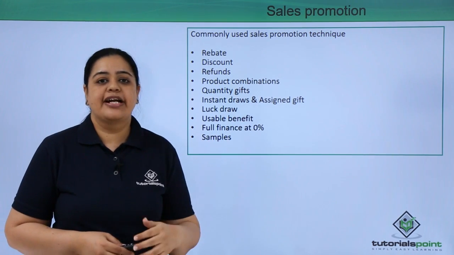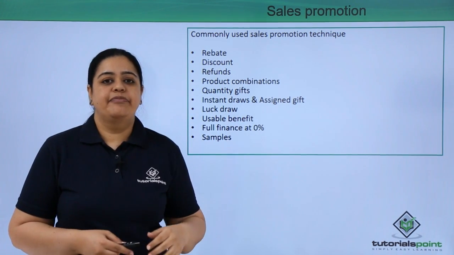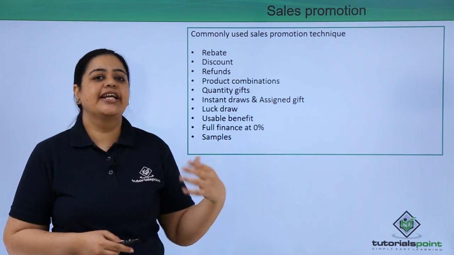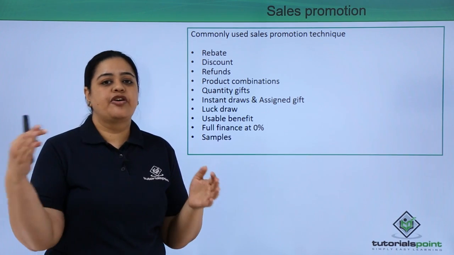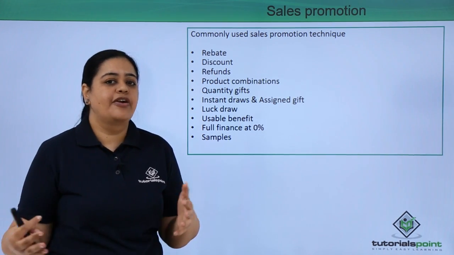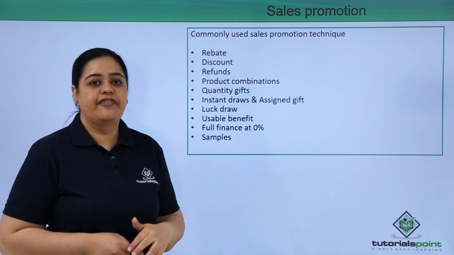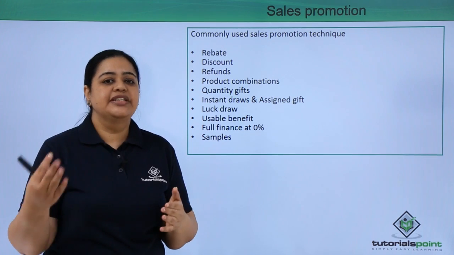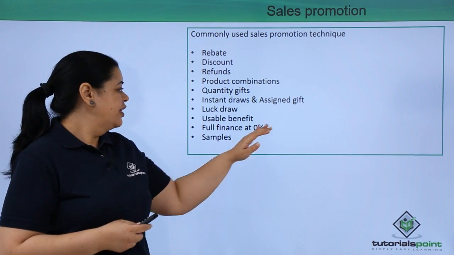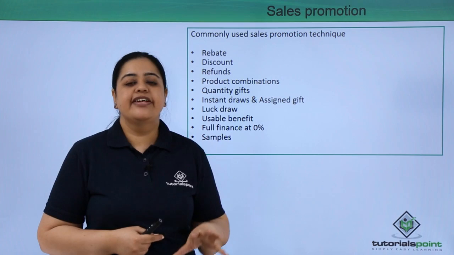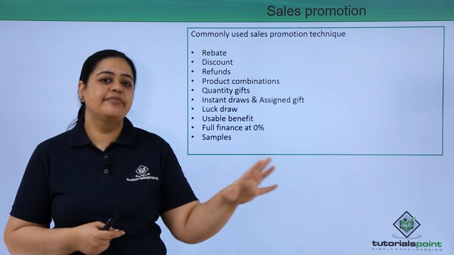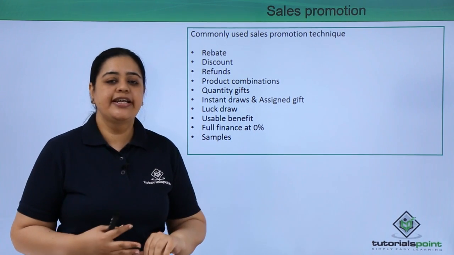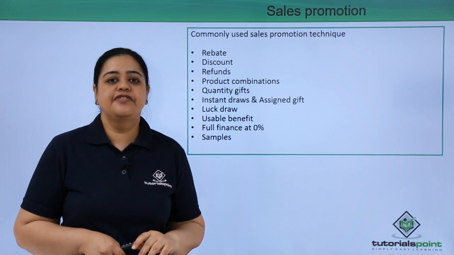Lucky draw, wherein you can participate in a contest, and the person who wins will get a very good, exorbitant prize, for example a car or maybe a holiday. Usable benefit is again one kind of sales promotion, wherein you get a benefit of using it in a better manner. Then full finance, wherein you finance the product or give EMIs, but there is no interest cost. Then samples, which I already explained. So these are the techniques of sales promotion.